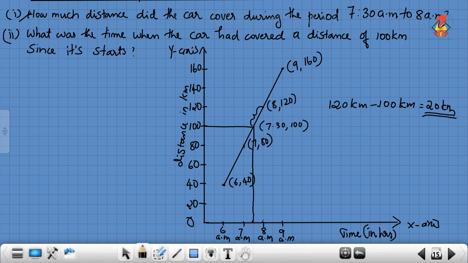In between 7:30 and 8 a.m., 20 kilometers covered. Okay. Next, what was the time when the car had covered a distance of 100 kilometers since it started? Here at 7:30 the car covered 100 kilometers. What's that time? 7:30 a.m.